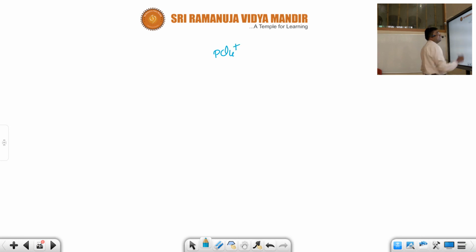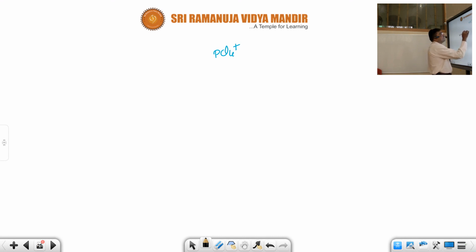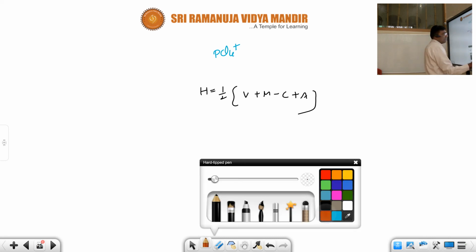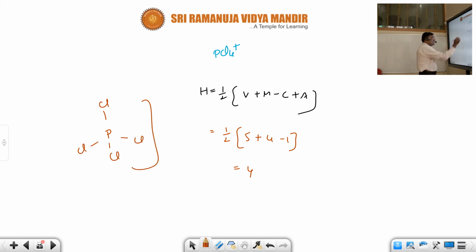PCl4 plus. So PCl4 plus is as follows: H is equal to half into V plus M minus C plus A. Now if you see, half into valency is 5 plus 4 minus 1, it comes out to be 4. Agreed? So naturally it is having a tetrahedral structure with sp3 hybridization.